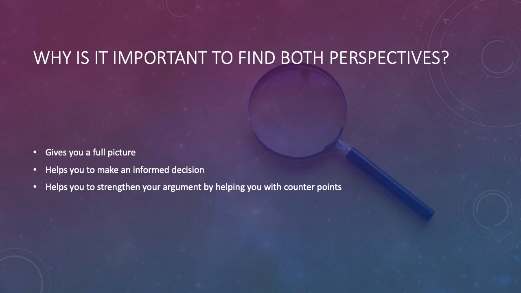We're going to talk about why this is important, how to do it, and I'm going to go through and give you an example. So first of all, why is it important to find both perspectives? Well, when you're creating a full fleshed out argument, you need to know the whole picture. You also need to be able to make an informed decision, and you can't do that without seeing the whole picture and hearing both sides.